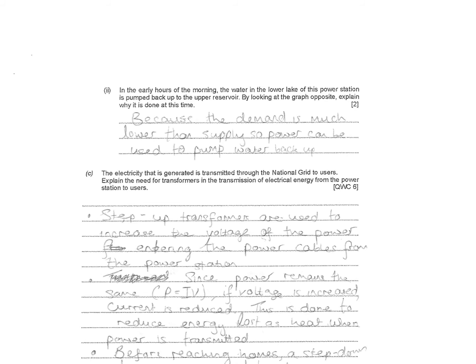In the early hours of the morning, the water in the lake of the power station is pumped back to the upper reservoir. By looking at the graph opposite, explain why this is done. Because demand is much lower, so the supply of power can be used to pump the water back up.